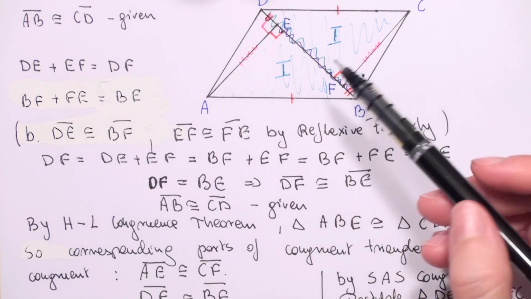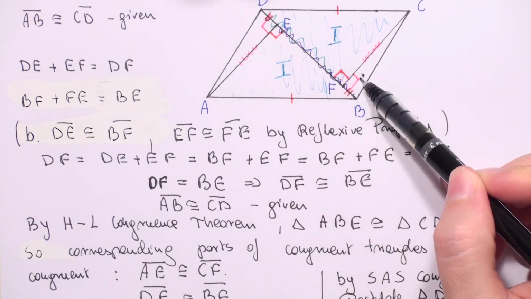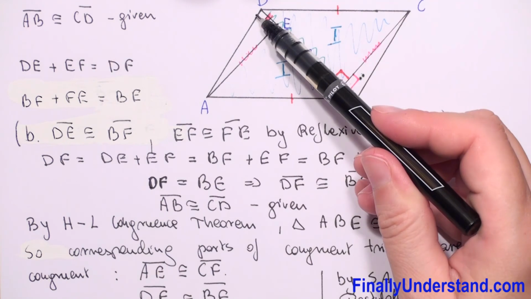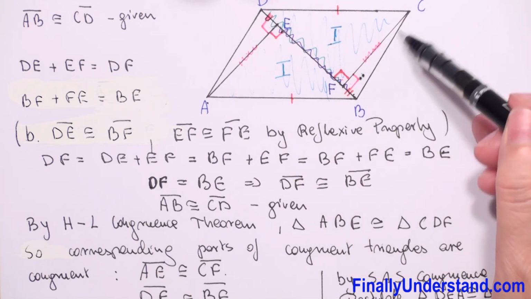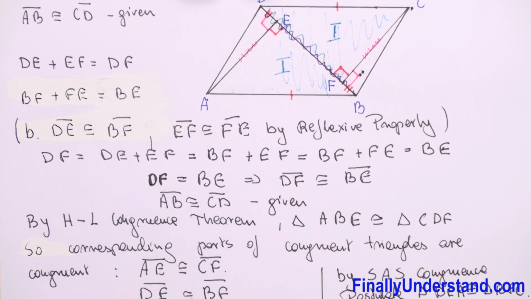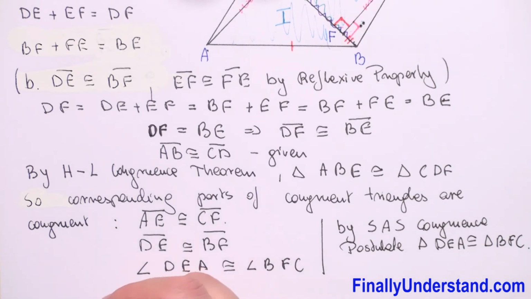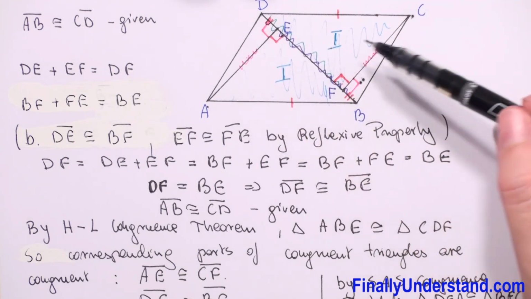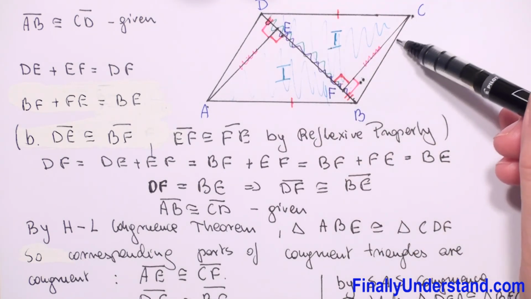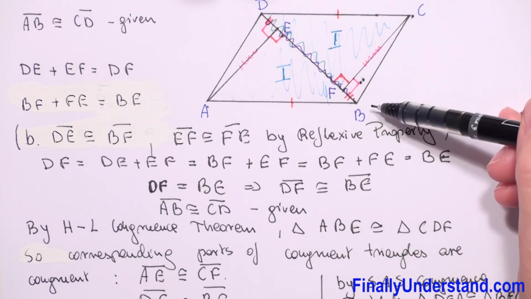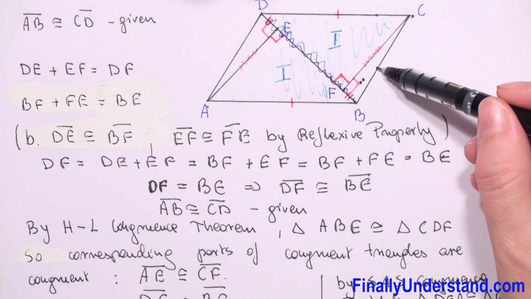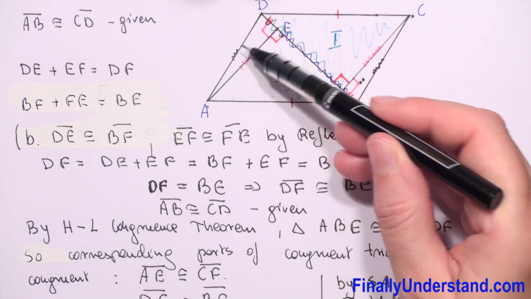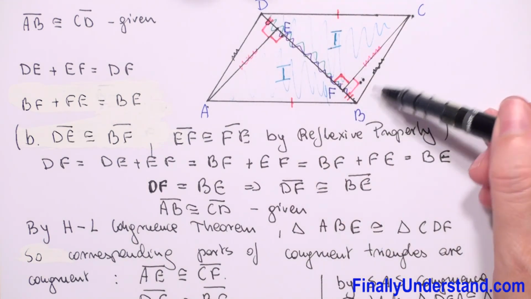So now, because these two triangles are congruent, it means that DA and BC are congruent too. So we have that DA is congruent to BC. Why? Because triangle DEA is congruent to BFC. It means that corresponding parts of congruent triangles are congruent. So this segment is congruent to that segment. DA is congruent to BC.